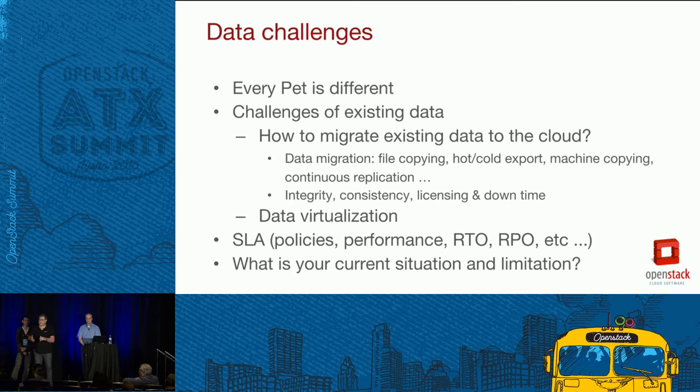The second piece is after you've done that, you need to ensure that your data is accurate. So there's a dependency on making sure that things are consistent and the integrity of the database is still there. Depending on the migration path that you choose, you may encounter licensing problems. Perhaps you can't stand up a parallel system because of the unique licensing for the database technology that you're using. Also, downtime. Copying large data sets requires a lot of time. Perhaps your business, your organization, your customer doesn't have the luxury of being able to consume that much downtime.